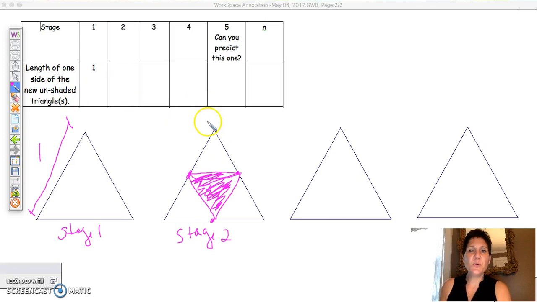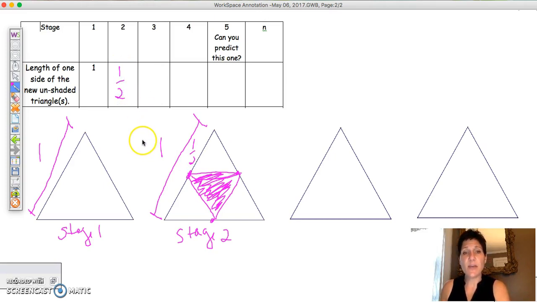And in stage 2, again, the length of this whole side is 1. So now I'm asking for the length of the side of the new unshaded triangle, or one of the new unshaded triangles. Right now there are 3 unshaded, but the length of this side is going to be, if we're cutting it in half, something your kids are probably going to be able to come up with: a half. So in stage 2, the length of your sides is now a half.